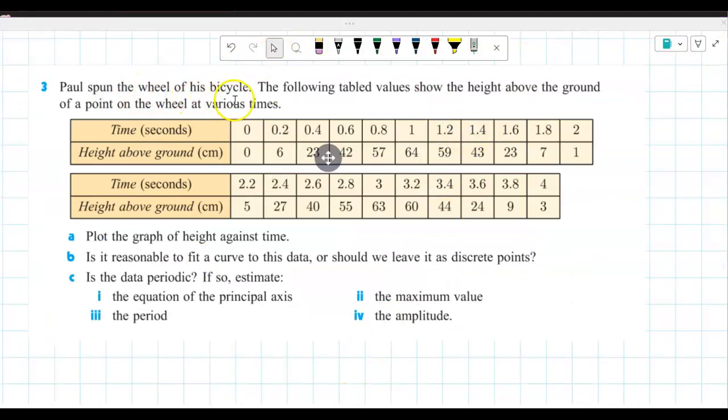Paul spun the wheel of his bicycle. The following table values show the height above the ground of a point on the wheel at various times. So the time is given and the height of the wheel above the ground is given. The graph of height against time, but which one are you using? All, the entire thing.